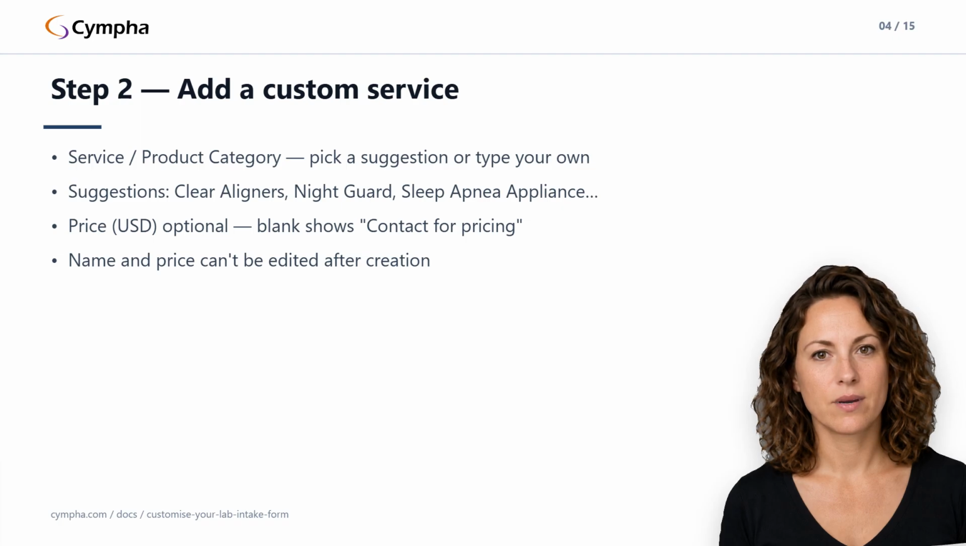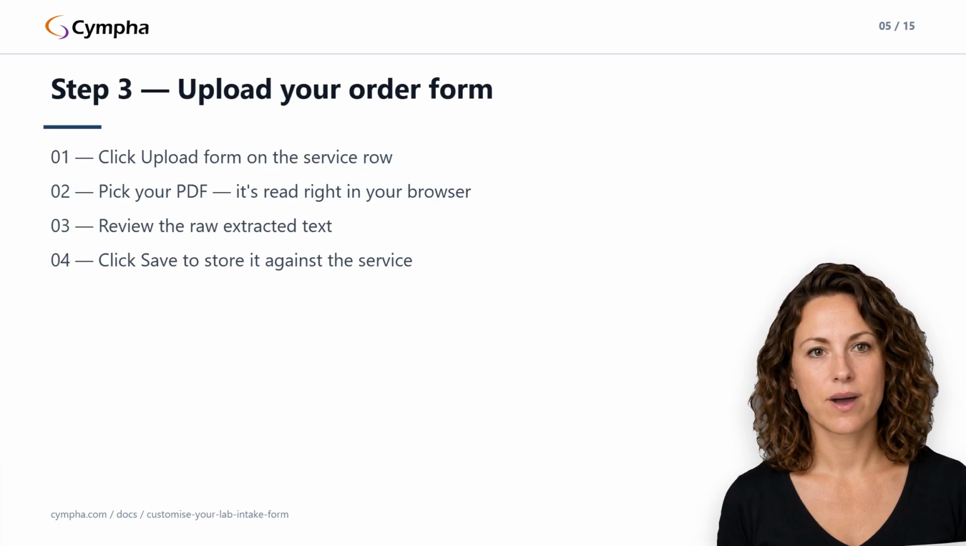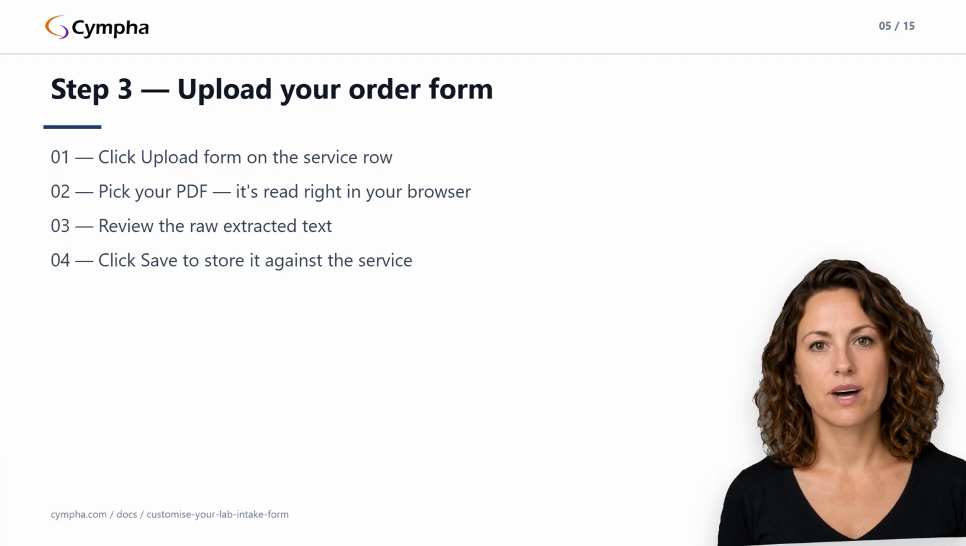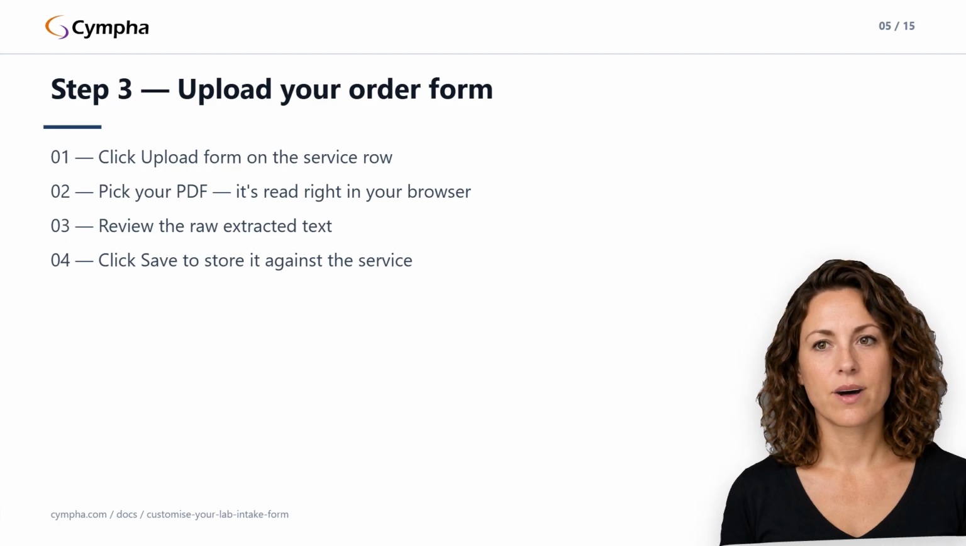After you pick the file, a text area appears showing the raw text the browser read off it. Actually read it. This raw text is what the AI will work from in the next step, so if it's empty, or garbled, or has your questions in a strange order, stop here and fix the source file before going further. When the text reads like your form, click Save below the text area, which stores that raw text against the service.